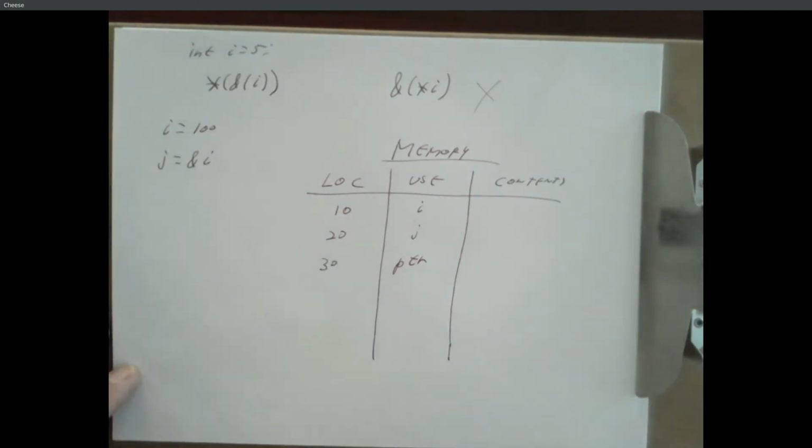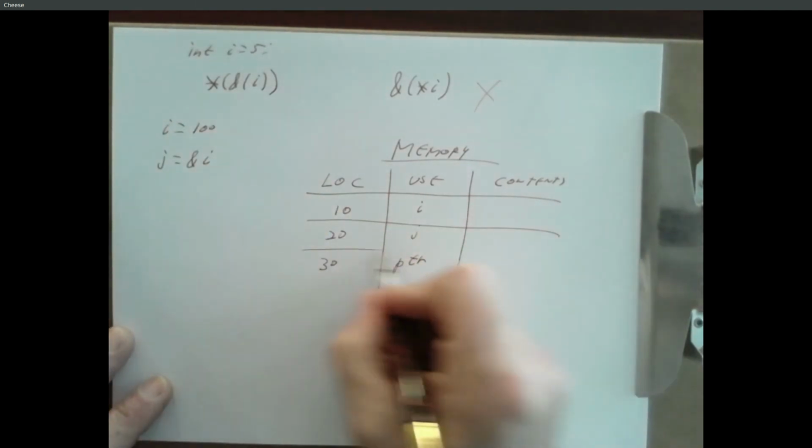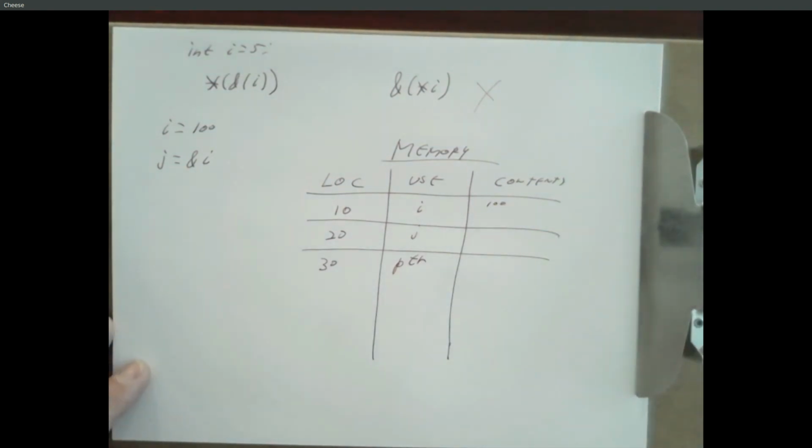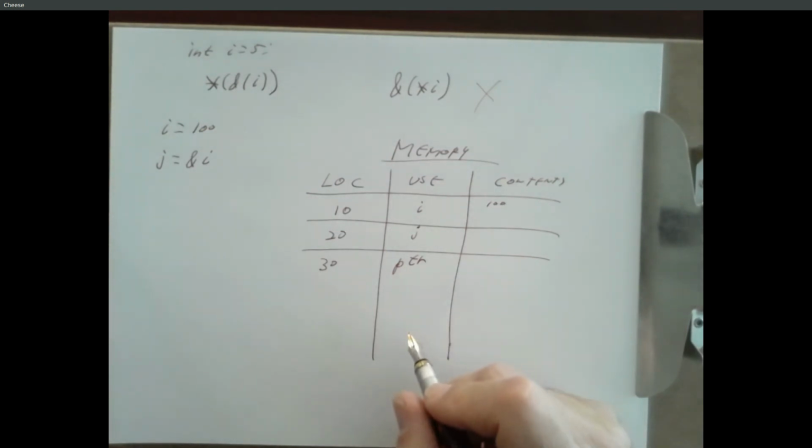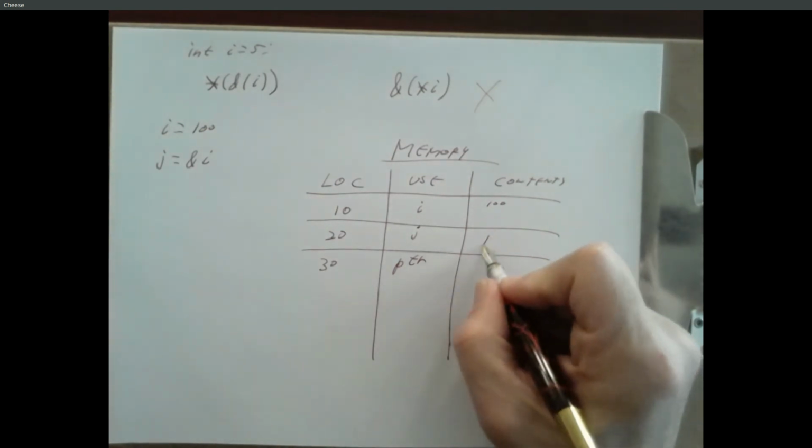So let's do I equals 100. So that's just going to store 100 in here. And then do J equals address of I. Is it a star pointer? Yes, but let's not worry about it. We'll be sloppy programmers for a minute. It's just an integer. The compiler will give us warnings, but we're going to ignore it. So I is 100, J is the address of I, so what happens to J? J is 10.